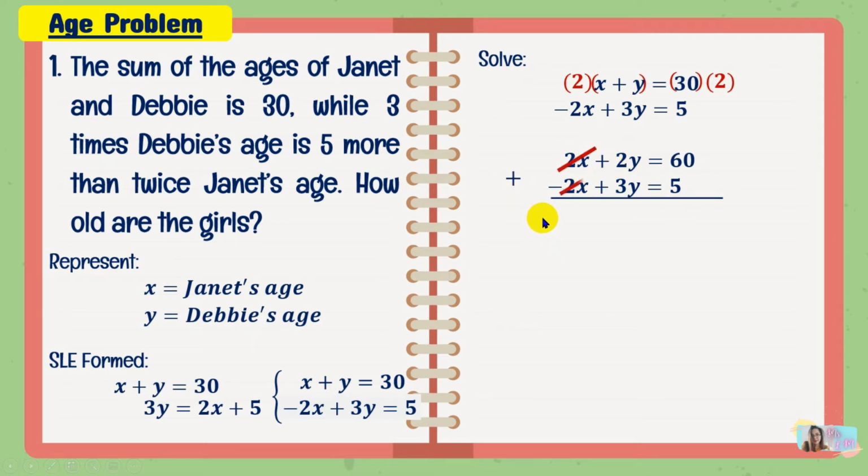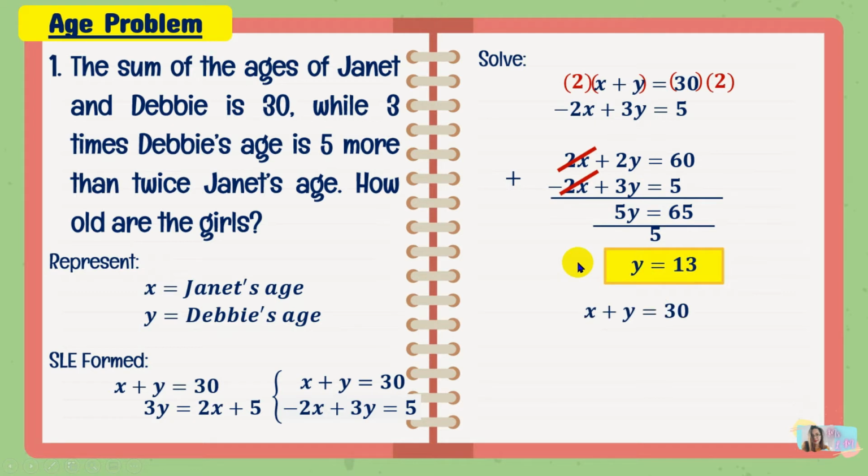2x plus negative 2x, that will be 0. Eliminated na siya. 2y plus 3y is 5y, and 60 plus 5 is 65. We have to divide both sides by 5, kaya po meron tayong y is equals to 13. And then, to get the value of x, we have to use one of these linear equations, substitute the value of y, which is 13. What is the additive inverse of positive 13? That's negative 13. So, 30 minus 13, x is equals to 17.